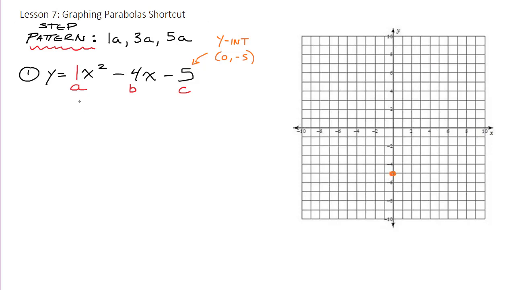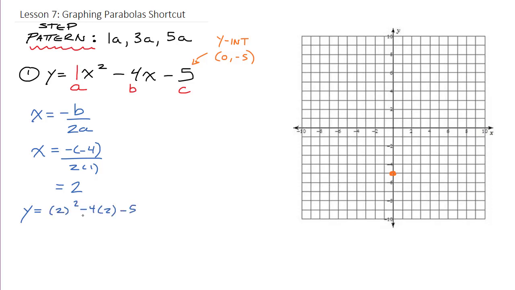All right. Now, to use this step pattern, which is the shortcut method, you have to find the vertex. So let's find the vertex really quick using that formula we reviewed in the previous lesson. X equals -b divided by 2a. So x equals -(-4) divided by 2 times 1. So we got 4 divided by 2, which is 2. So there's the x-coordinate of my vertex, also the axis of symmetry. To find the y-coordinate, let's just sub that back into the equation and solve. So 2 squared minus 4 times 2 minus 5. 4 minus 8 minus 5, we get -9. All right, so our vertex is 2, -9.